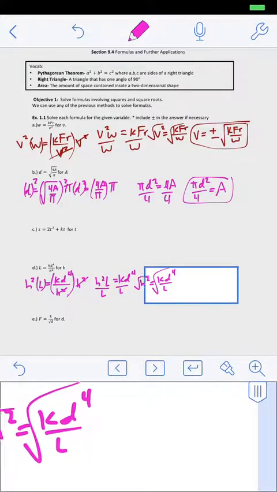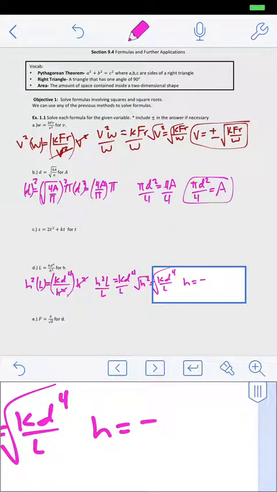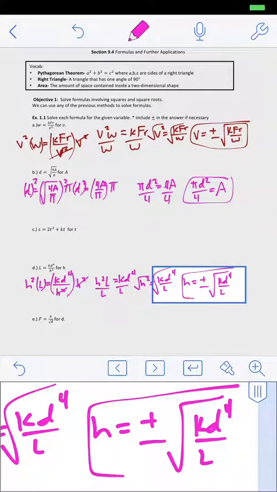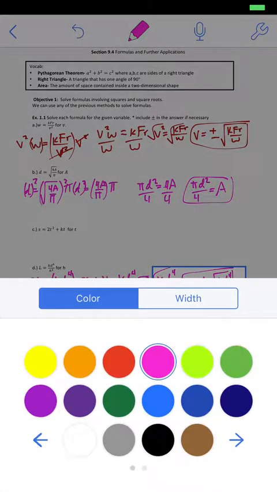Last but not least, square root both sides, you get H is equal to, now I must have a plus or minus because I took the square root, the square root of K D to the 4th over L. And that would be my final answer. Yes, the right hand side is not very pretty, but it is solved for H. That's what I want.